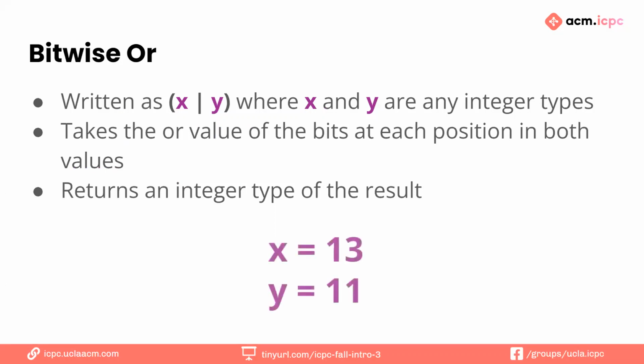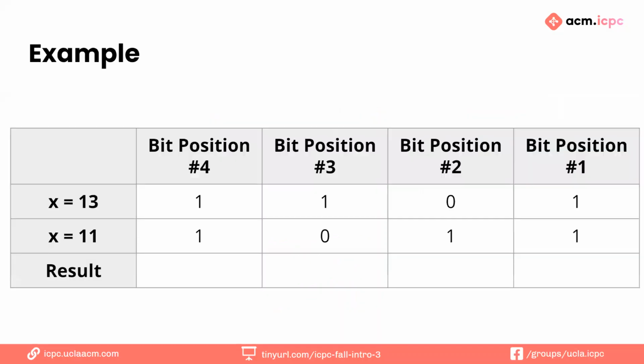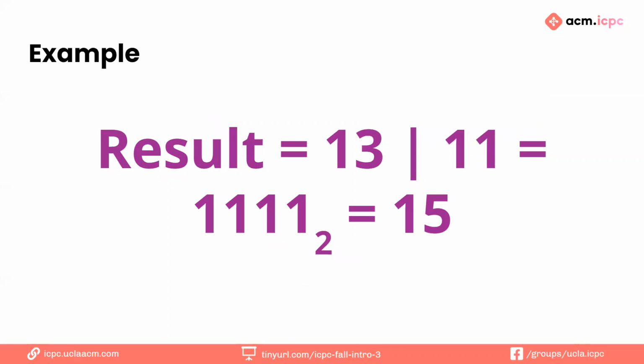So let's see the example for the same numbers, 13 and 11. Again, we convert them into binary, and then we say 1 or 1, result is 1. 1 or 0, result is 1. Same 0 or 1 is 1, and 1 or 1 is also 1. So we get all ones. The resulting value is 1111 in binary, which is 15 in decimal. So 13 or 11 equals 15. Any questions at this point?